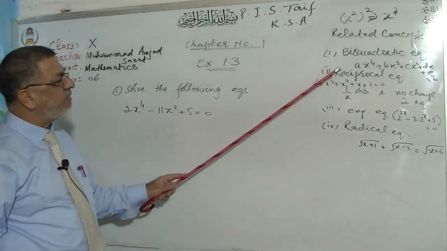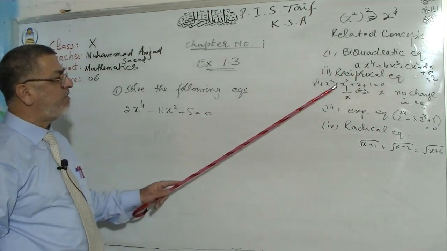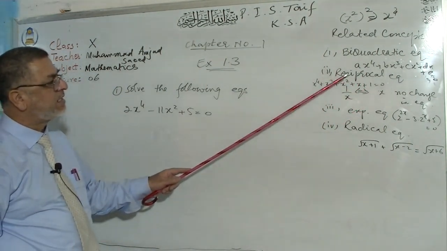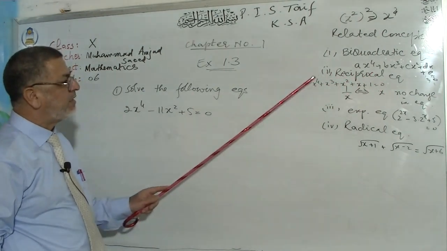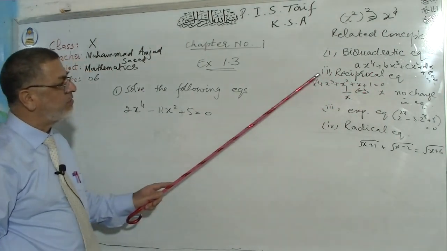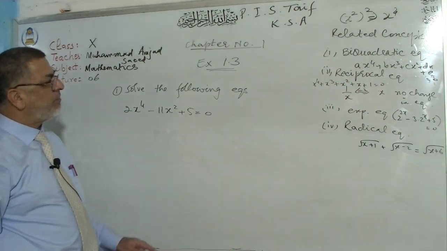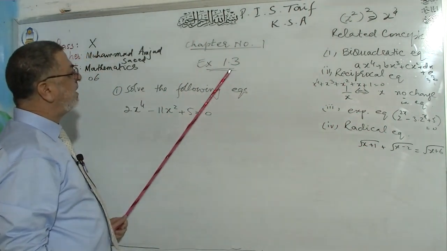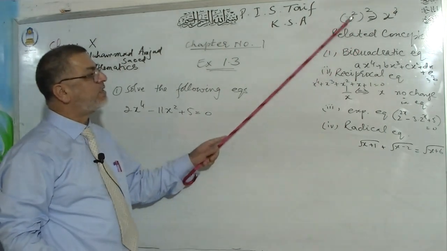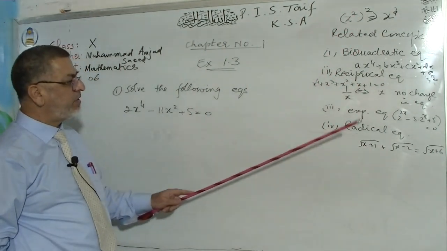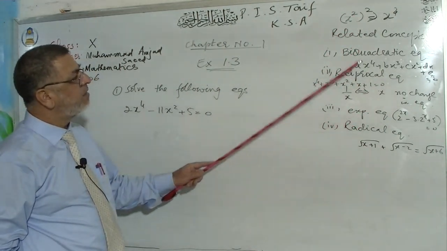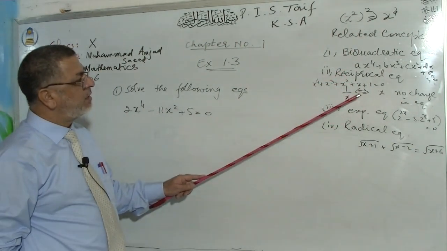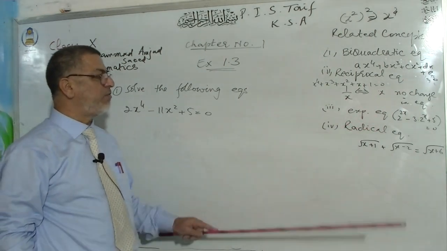After that we have reciprocal equation. This is a type of equation in which 1 over x is replaced by x, or x is replaced by 1 over x, and there will be no change in the equation. This is the reciprocal equation. After that we have exponential equation. Actually, in your exercise 1.3 we will come across these types of equations: biquadratic equation, reciprocal equation, and after that exponential equation.